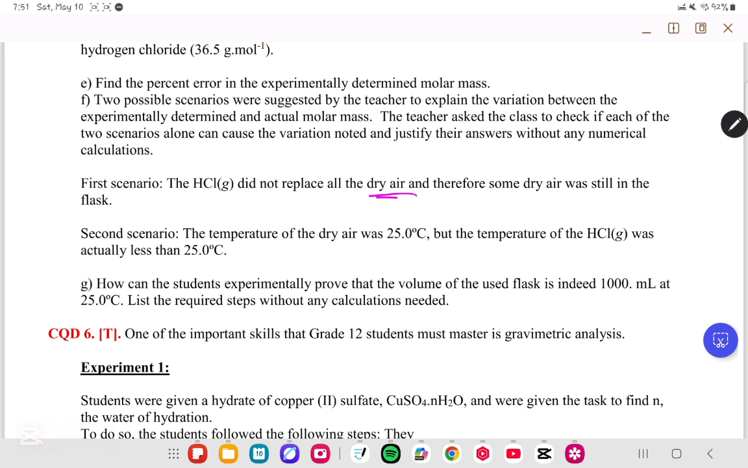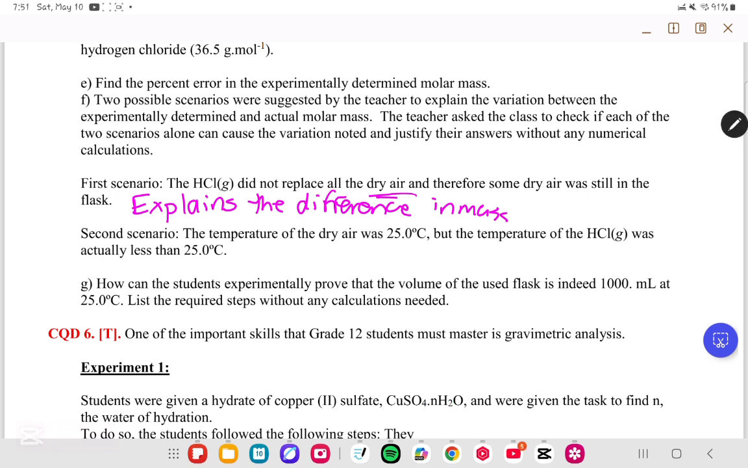This means that this explains the variation in mass. It explains the difference in mass. Why does it explain the difference in mass? Because the molar mass of dry air is less than the molar mass of HCl. So when you're measuring the mass of HCl in the flask, it will be less than it's supposed to be because the entire sample is not pure HCl. So the calculated molar mass will be less than the actual molar mass of HCl.